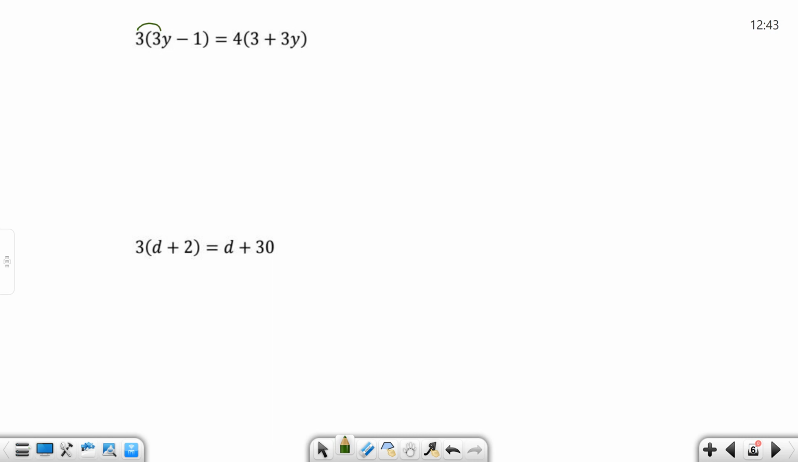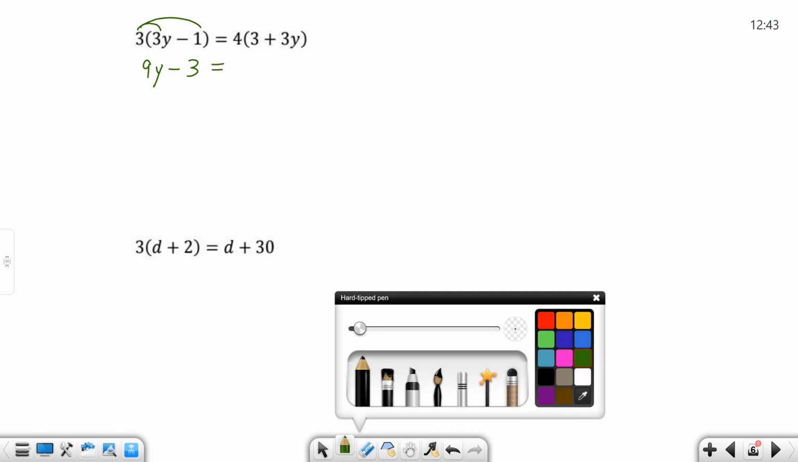So here, to simplify this side, I'm going to distribute my 3. So 3 times 3y is 9y. Minus 3 times 1 is 3, right? There's a positive times a negative. That's negative. And then 3 times 1 is 3. Can I do anything else to that side, left-hand side, 9y minus 3? And the answer is no, I can't do anything else to it.